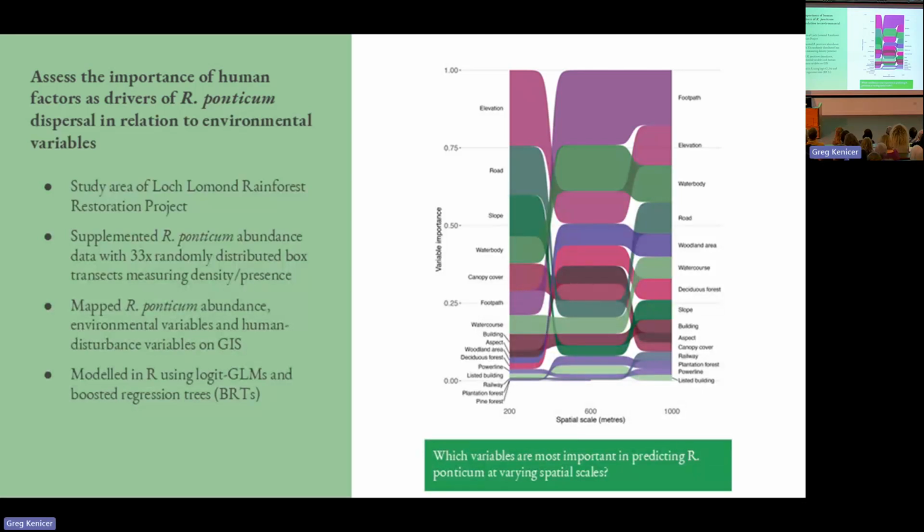The top variables that came out as most important were footpaths and roads, above things that are more commonly associated with rhododendron, the environmental variables. So that was quite surprising and quite interesting.